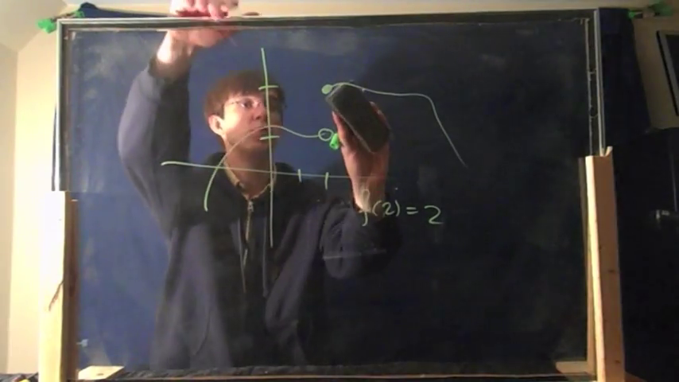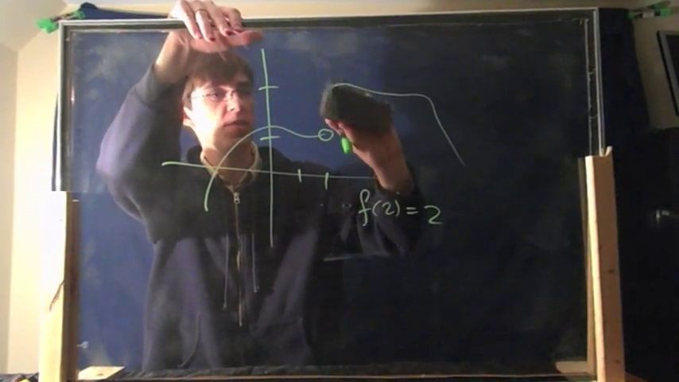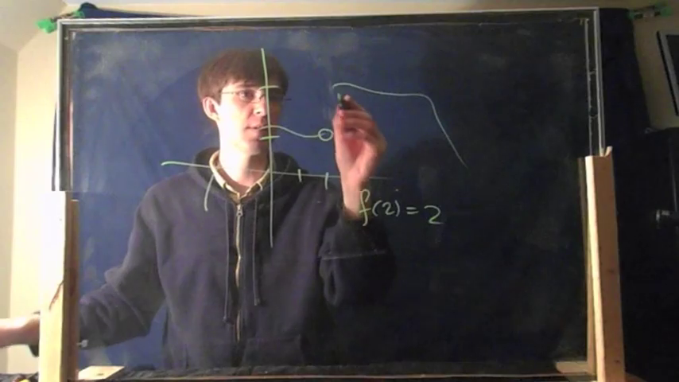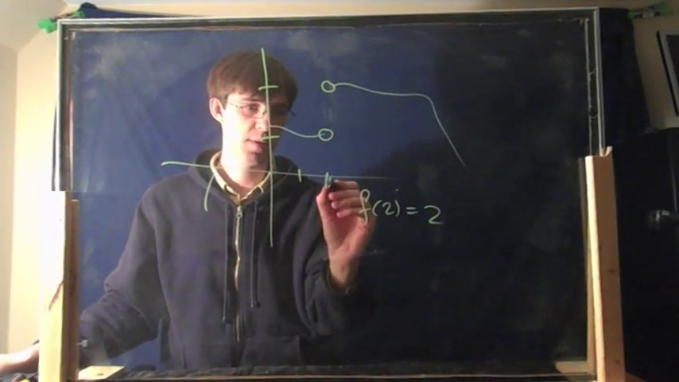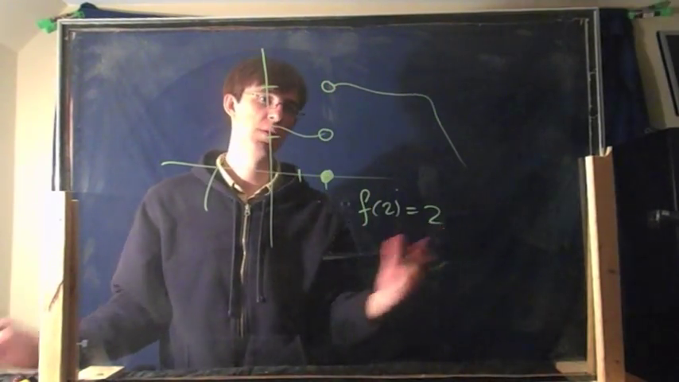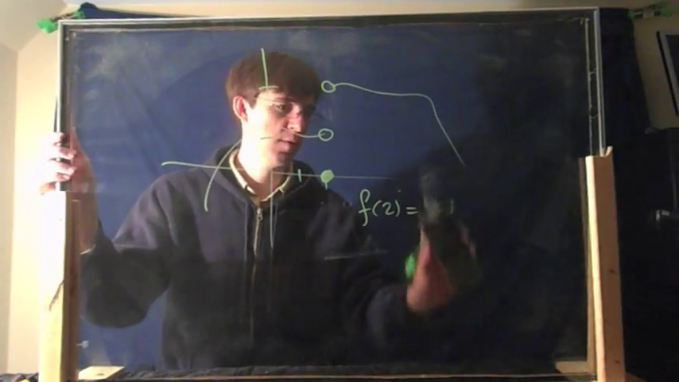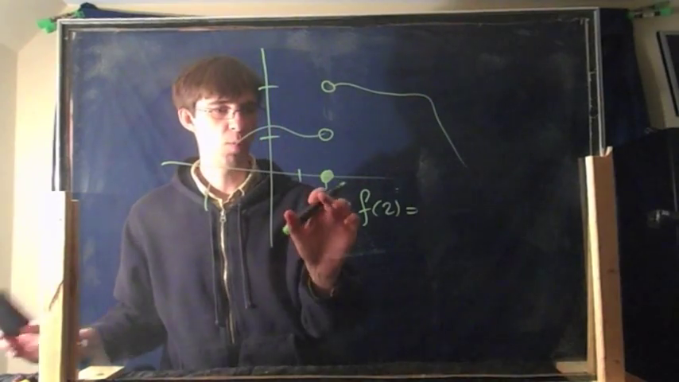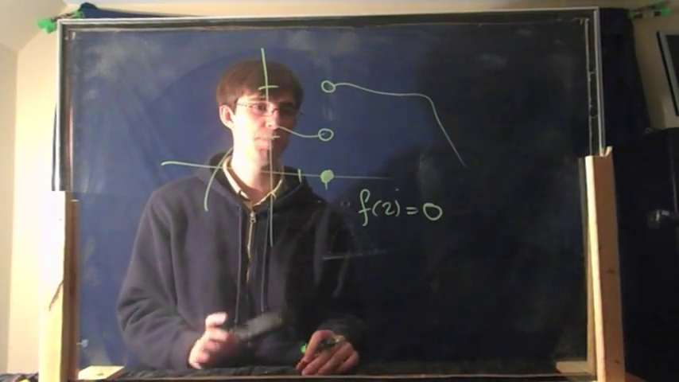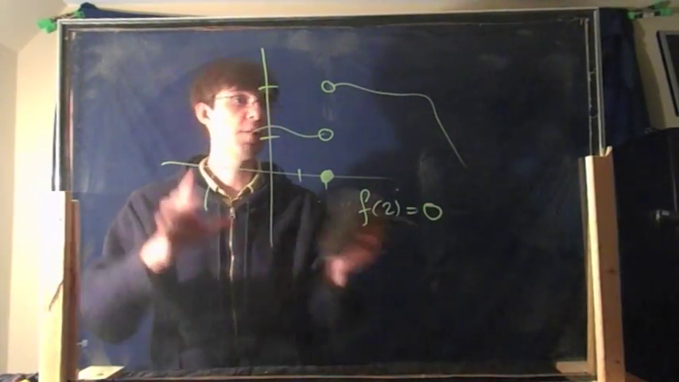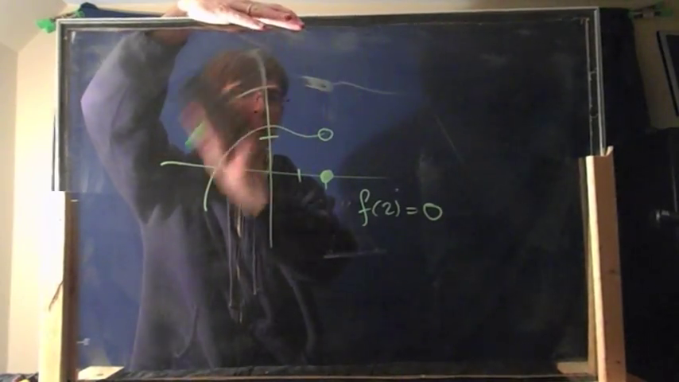Sometimes you'll see 2 empty circles. That means the value is neither of those places. Maybe it's like this, right? Maybe it's something like this, okay? In that case, where's the value? Not there, not there, it's down here. So in that case, the y value would be 0, right? f of 2 equals 0. Okay, sometimes you'll see no value at all. Here's one of those.